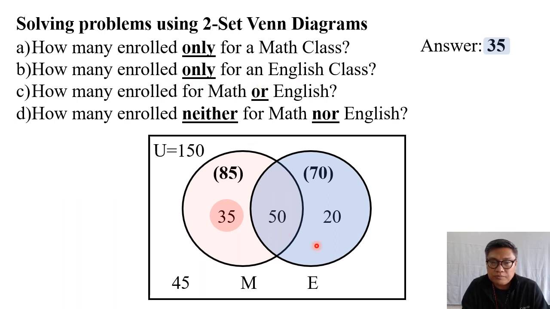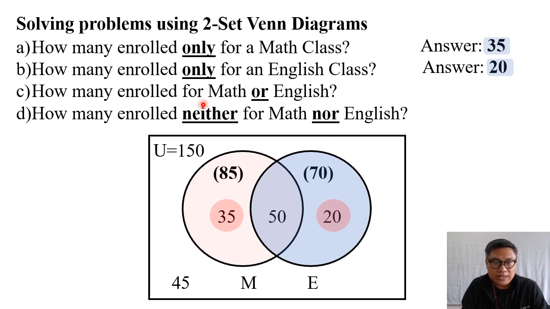Now for the second one, how many enrolled only for an English class? So again, if you're going to look at the Venn diagram here, there are two choices. One is 50, the other one is 20. So going back to the question, only for an English class. Since we have this 20 here, this is indicating that there are only 20 who enrolled for an English class. So our answer would be 20.